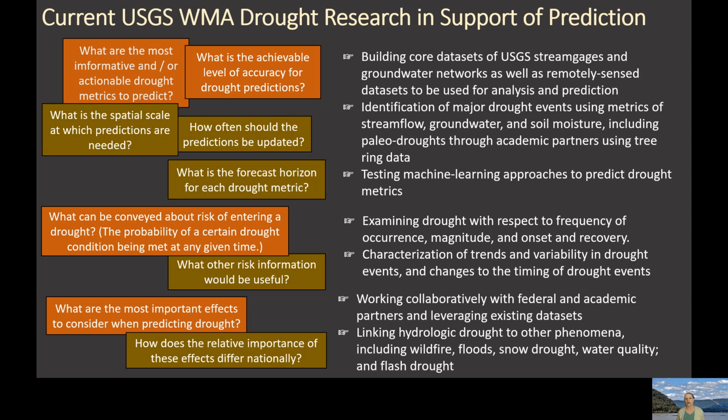And then we're also working collaboratively with our federal and academic partners and leveraging the existing data sets that they might have that we may not have in-house at the USGS. We're also working to link hydrologic drought to other phenomena, including wildfire, floods, snow drought, water quality, and flash drought.